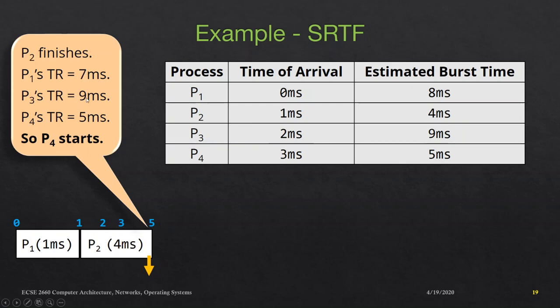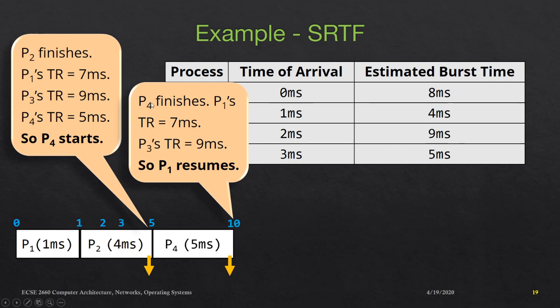So the shortest time remaining is of P4, so P4 will start and it will run until 10 milliseconds, for a total of 5 milliseconds, because during that time P4 will continue to go smaller and smaller. So 5 will become 4, 3, 2, 1, 0, and it will be the shortest time remaining, because P1 and P3 will have longer than that. So P4 will finish at 10 milliseconds.